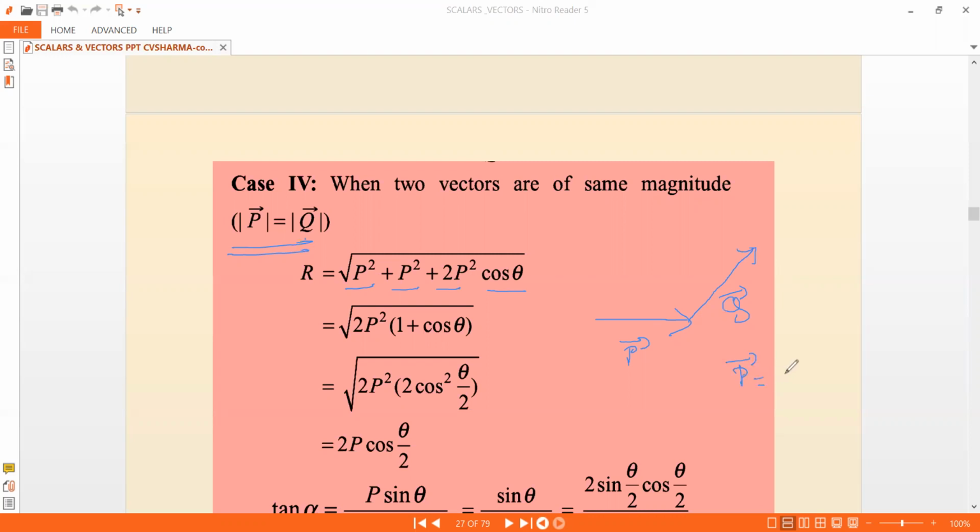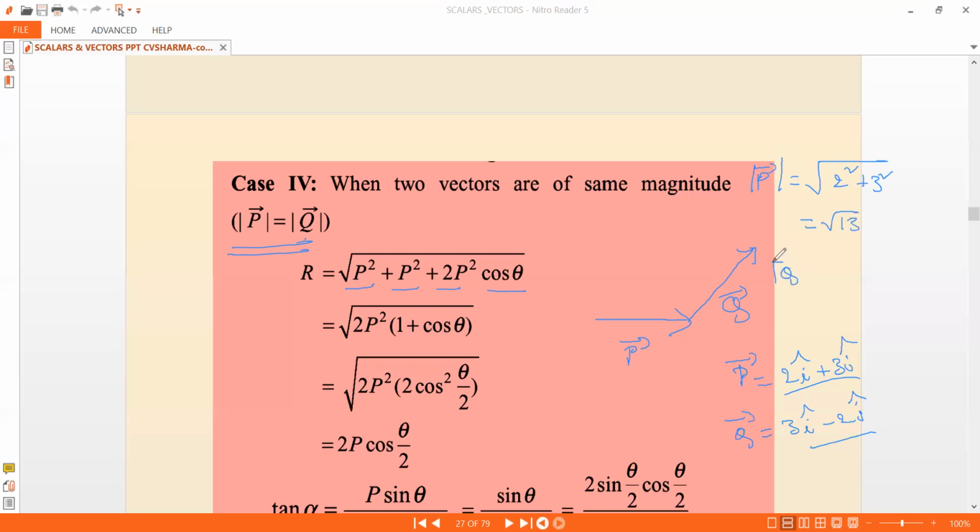Let us say P bar is 2i cap plus 3j cap. That's one vector. And if I write 3i cap minus 2j cap, if I take these two vectors, both these vectors have the same magnitude. So you can check this. Mod P bar happens to be the square root of 2 square plus 3 square. That is nothing but root 13 units.